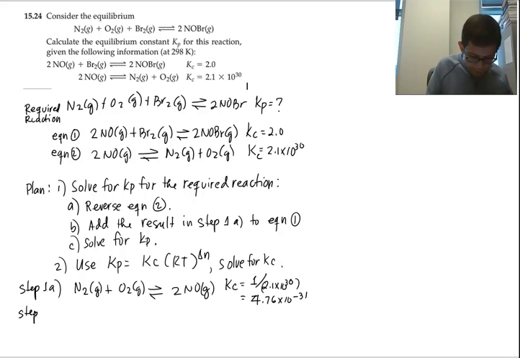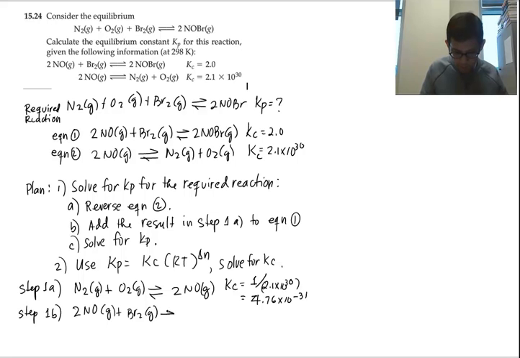Okay, step 1b. Add the result in step 1a to equation 1. So we rewrite equation 1, 2NO gas plus Br2 gas gives 2NOBr gas. We didn't do anything to the equation, we just rewrote it, so the Kc stays the same. It's 2.0.